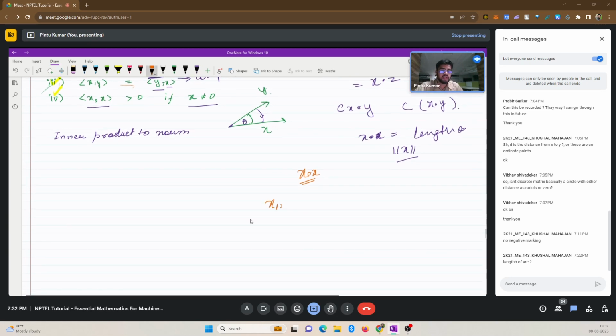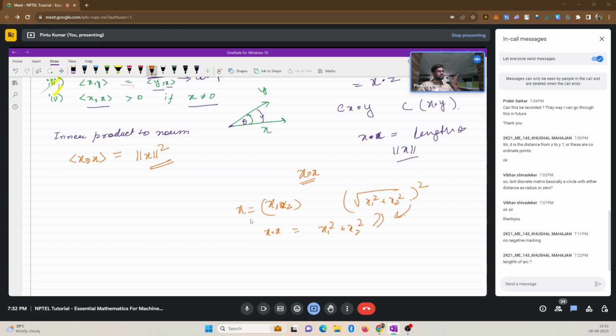If you have, let's say, x1 and x2 as your x, then what was the length? Length was x1 square plus x2 square, right? Now, if you look at x dot x, what would it give? x1 square plus x2 square. Is there any relation between these two? Definitely there is. Your inner product between the same vector is nothing but the norm square. So if you take the square of this, you would obtain this.